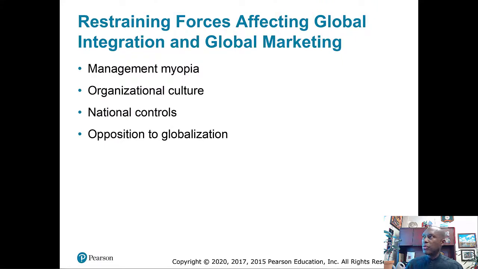Some of the restraining forces affecting global integration: management myopia, or just having this idea that your management style has to be the way it is. And so that's a problem when you're going into nations where certain traditions may be very different. In Japan, they tend to have a more egalitarian way of management, such that you don't have the corner office. And it's becoming more like that here, but everybody's in the same area in Japan. So you don't have these corner offices.